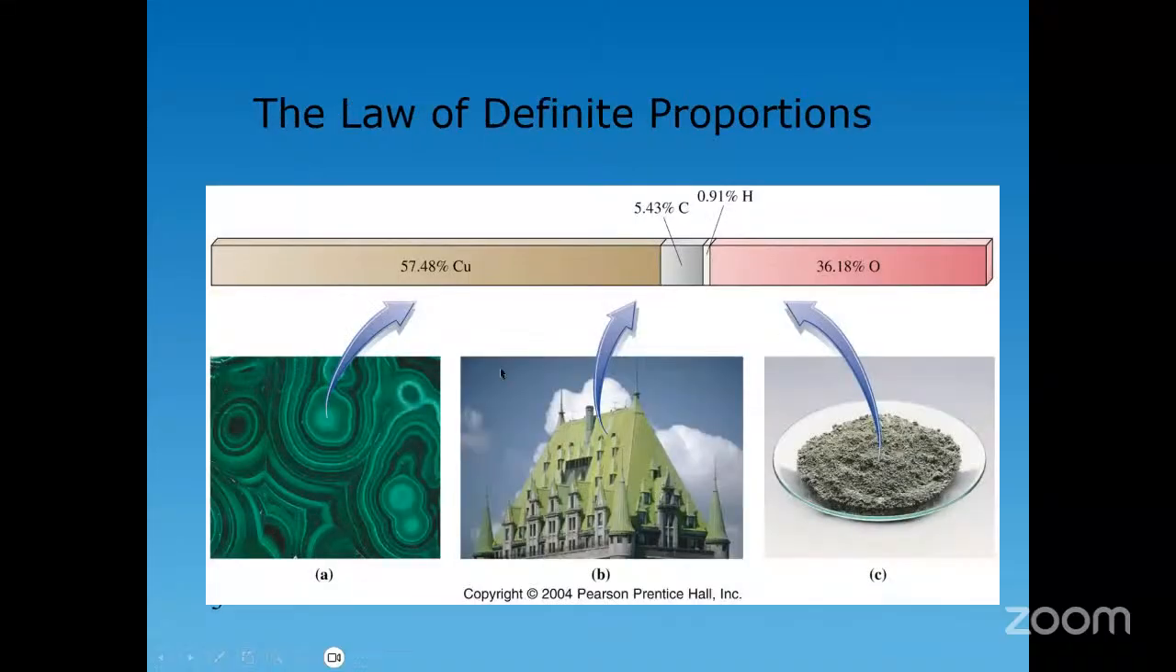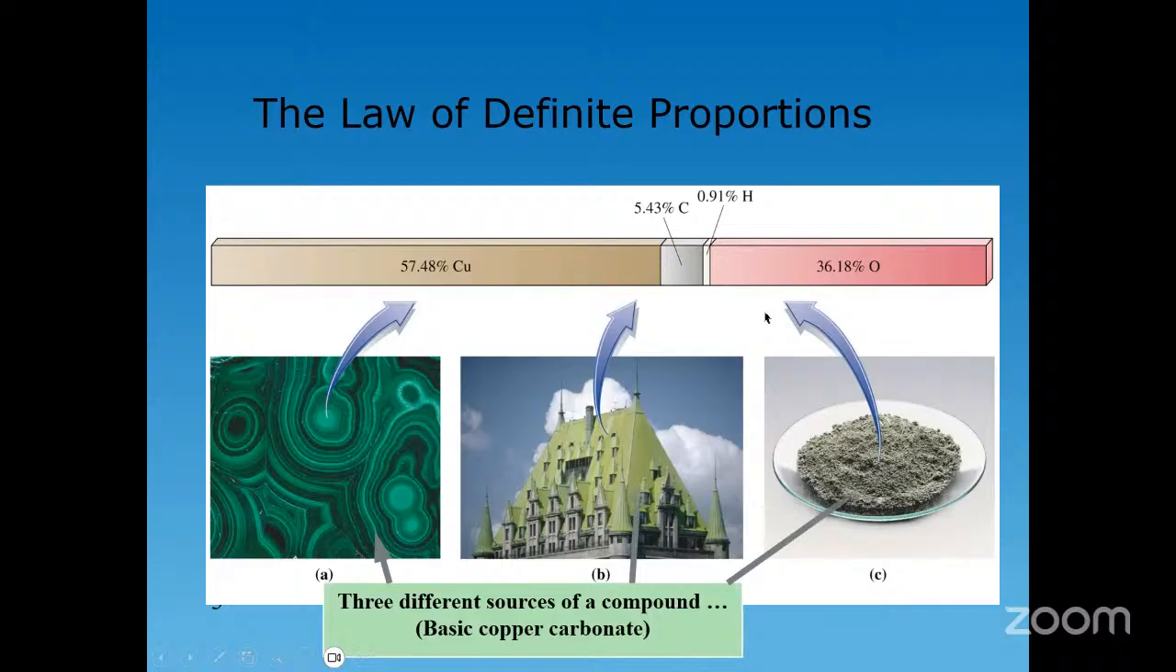And here's another example of a different substance. I think this is copper, if I'm not mistaken, copper(II) hydrogen carbonate, and this is the breakdown of the percentages by mass. 57.48% would be copper, 5.43% would be carbon, 0.91% would be hydrogen, and the rest, which is 36.18%, would be oxygen, all right? This just highlights the fact that it doesn't matter where you get the substance from, the composition will be the same, all right?